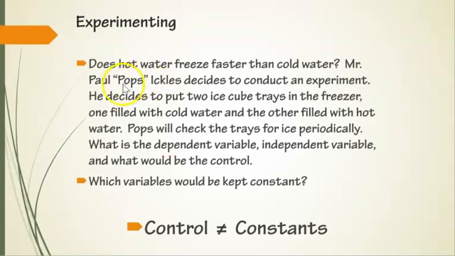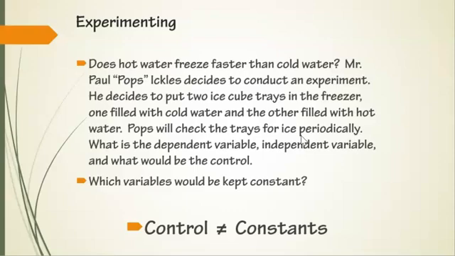Okay, so here we go. Does hot water freeze faster than cold water? Mr. Paul Pops Ickles decides to conduct an experiment. He decides to put 2 ice cube trays in the freezer, one filled with cold water and the other filled with hot water. Pops will check the trays for ice periodically. What is the dependent variable and the independent variable? Okay, so what is the one that he's changing? That's your independent variable. It would be the 2 different temperatures of water.